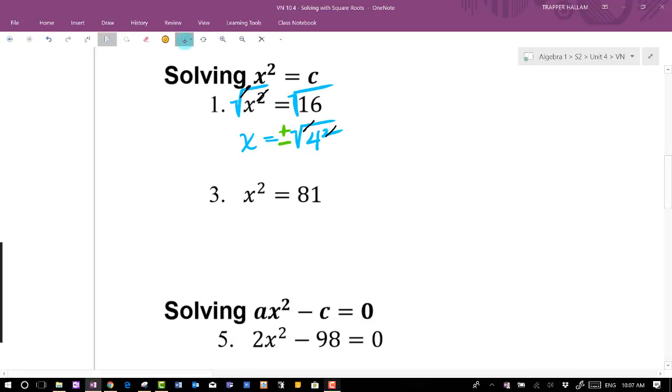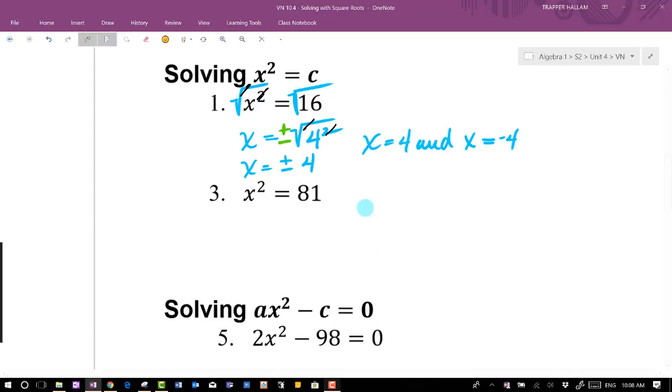And so what we end up with, or the possible solutions, or x-coordinates for the x-intercepts, are going to be positive or negative 4. So we could write that another way, x equals 4 and x equals negative 4. That's the 2 possible x-coordinates for the x-intercepts that we're looking for.